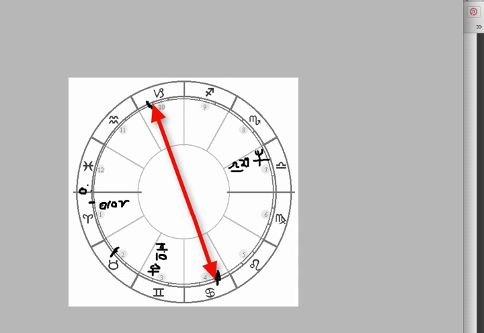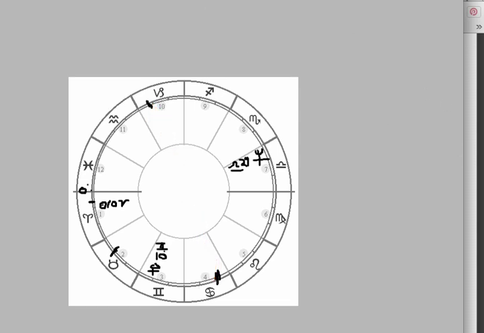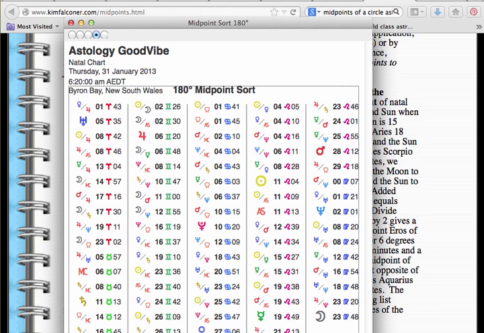All right, what can this actually tell us about our astrology and our deliberate creation? Let's use an example here. This is the chart of Good Vibe Astrology. And it's pretty interesting here because one of the more interesting midpoints to look at is the Sun-Moon midpoint. Here we have the Sun-Moon midpoint is at 2 Gemini.